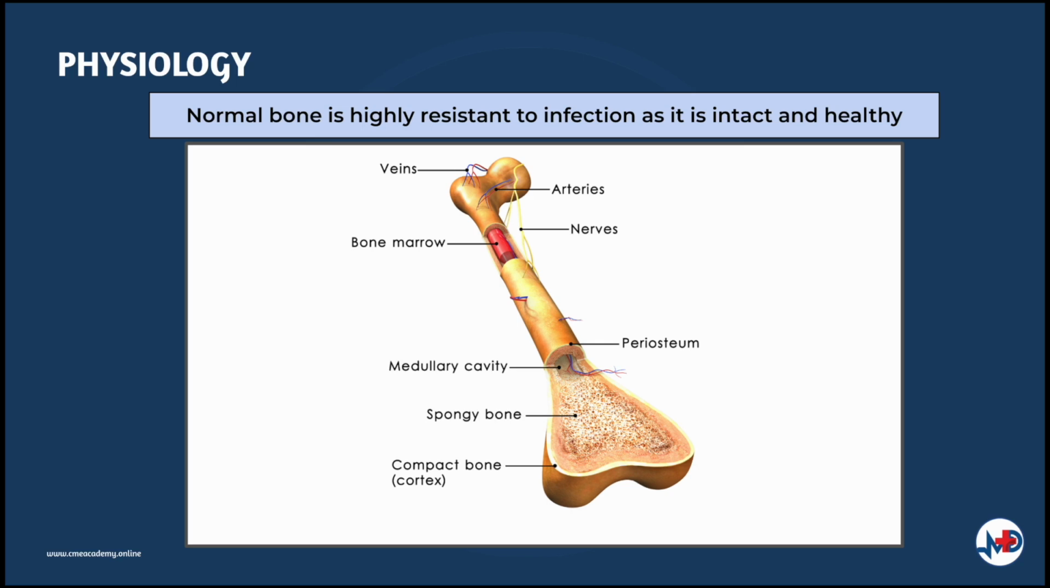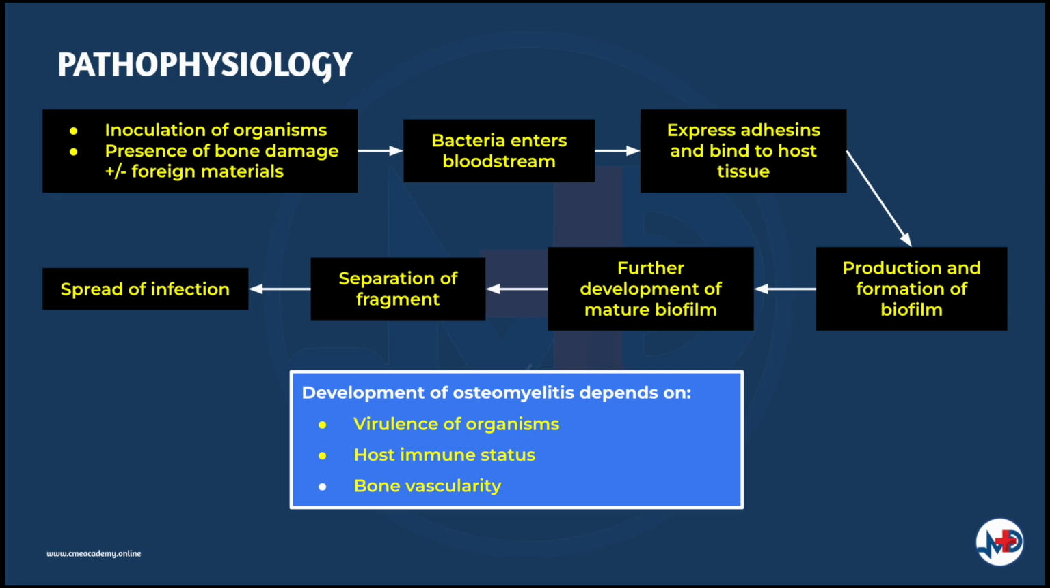In normal, healthy individuals who have normal bone, it is unlikely to develop osteomyelitis, as the normal bone, which is intact and healthy, is highly resistant to infection. However, in some circumstances, such as inoculation of organisms, presence of bone damage, and/or presence of hardware or other foreign material, individuals might have higher chances of developing osteomyelitis. The factors to be considered are the virulence of the infecting organisms, the host immune status, and bone vascularity.